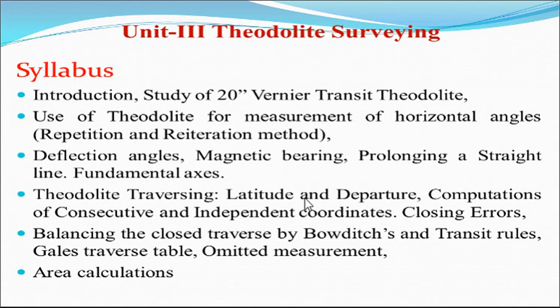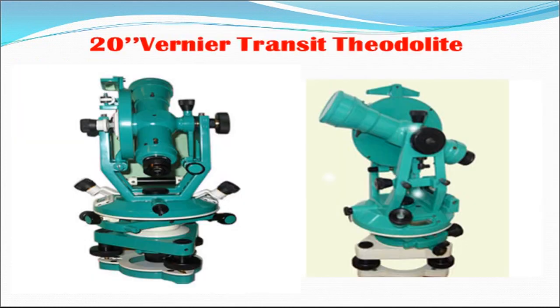Now this is the syllabus for unit number 3, including various topics like introduction, uses, and terms like deflection angles, magnetic bearings, prolonging of straight lines, fundamental axis, then theodolite traversing, balancing of closed traverse using Bowditch rule, transit rule, Gale's traverse table, omitted measurements, and area calculations. These are the various topics we have to discuss under this unit. This is a photo of a transit theodolite. You can observe there are two views. We have to discuss it in detail.